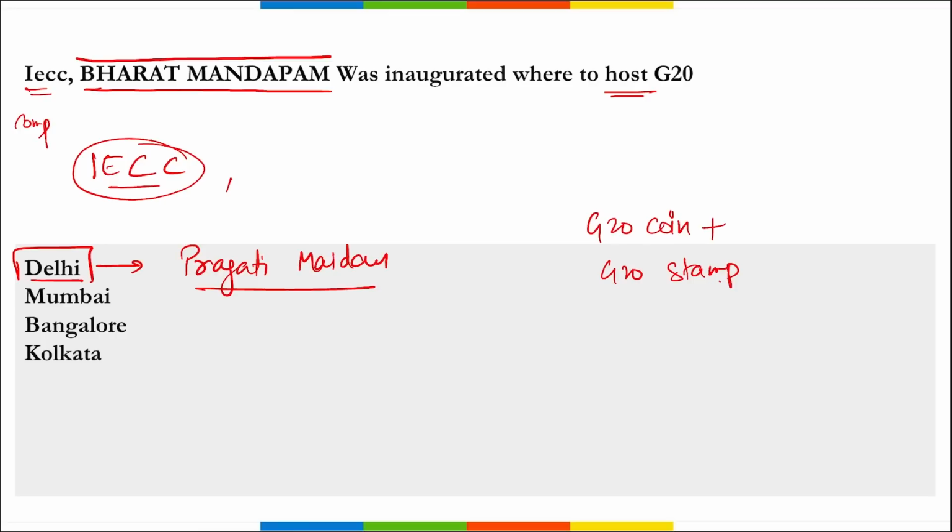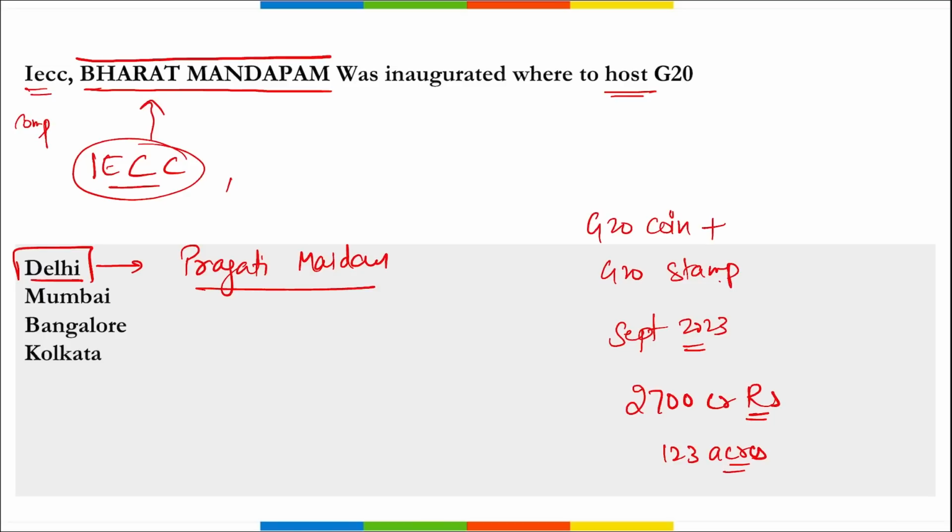And what has this IECC complex been named? It has been named Bharat Mandapam, and the naming ceremony of the center was carried out using a drone. Then apart from this, when will this complex host the G20 meet? It will be in the month of September 2023, right? This IECC complex was developed as a national project that cost around 2700 crore rupees, right? And it has a campus of around 123 acres, correct?